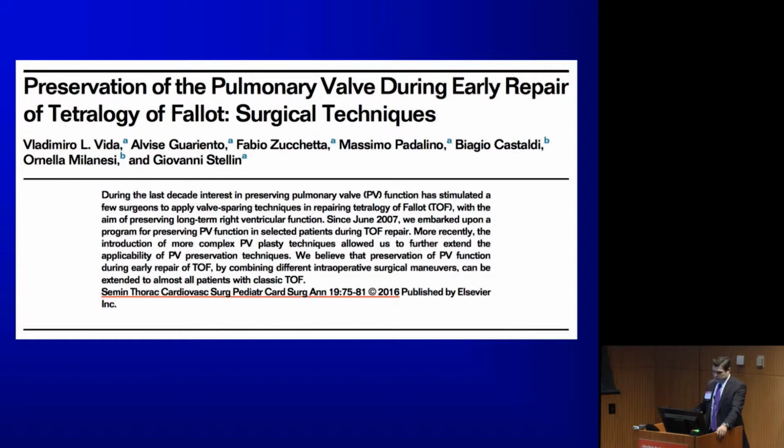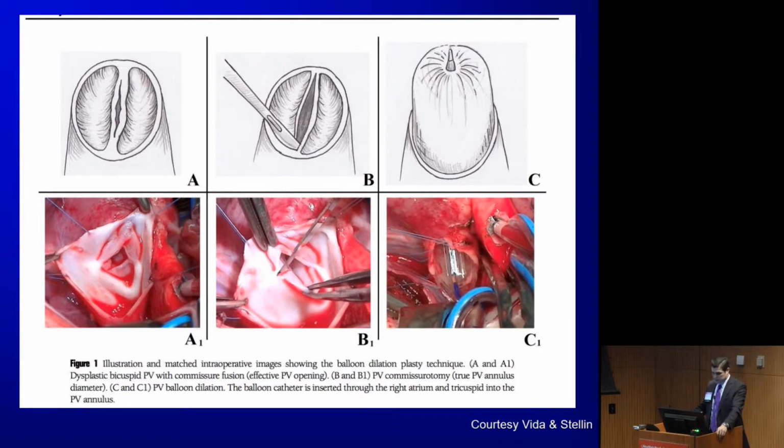Giovanni Stellin is one of these folks, and he provided a nice review back in 2016 where he talked about their approach in Padua to doing the pulmonary valve sparing techniques. And I like this article because it does provide a lot of nice pictures of the different techniques. This picture here essentially shows a bicuspid valve, where you can see in figure B they're doing commissurotomies to open up the valve orifice more, followed by balloon dilation.